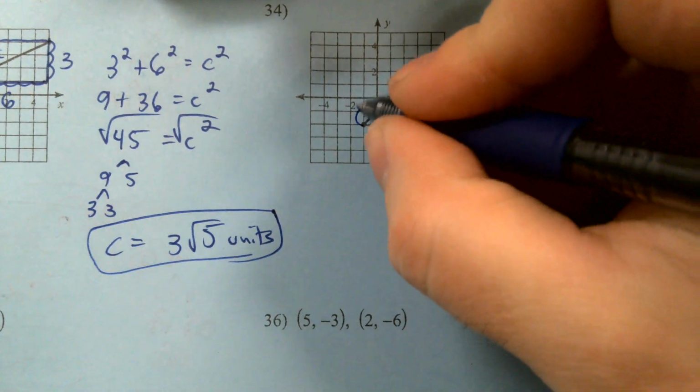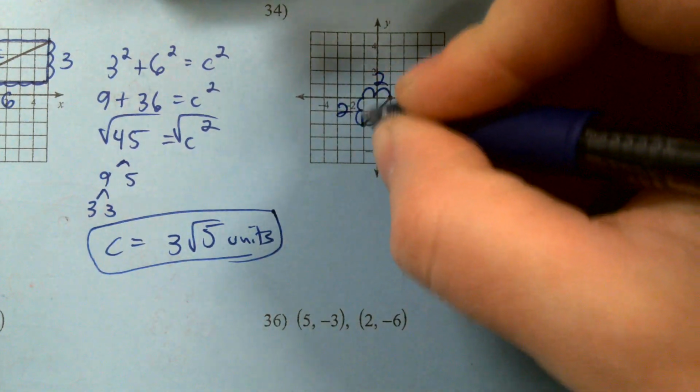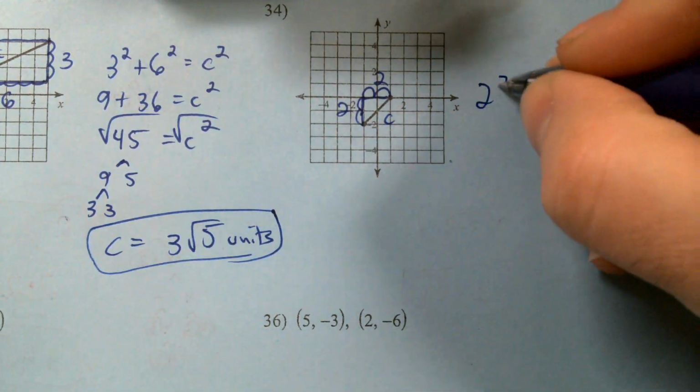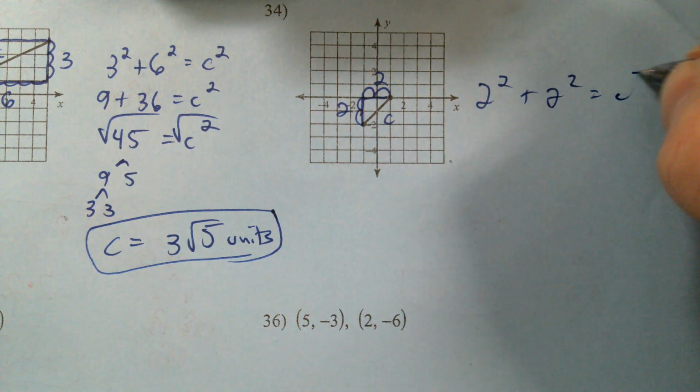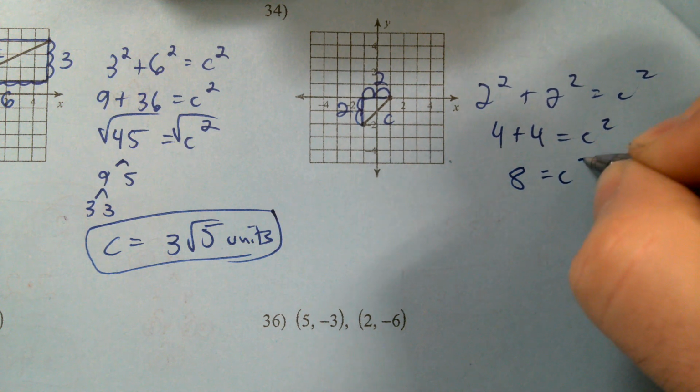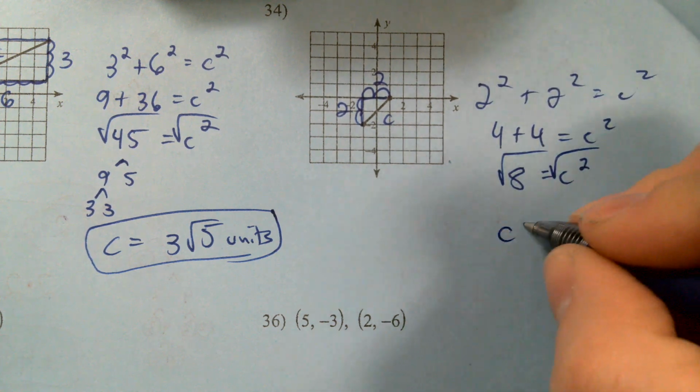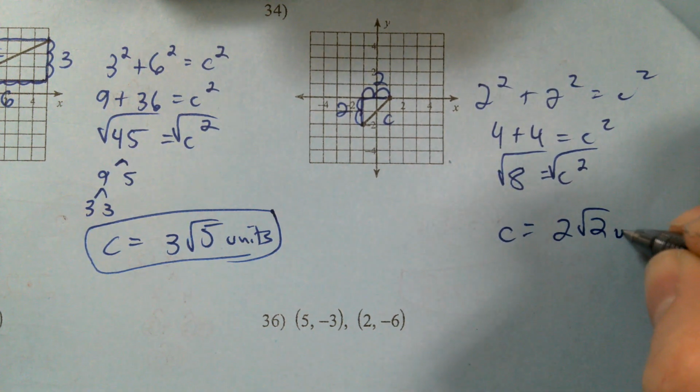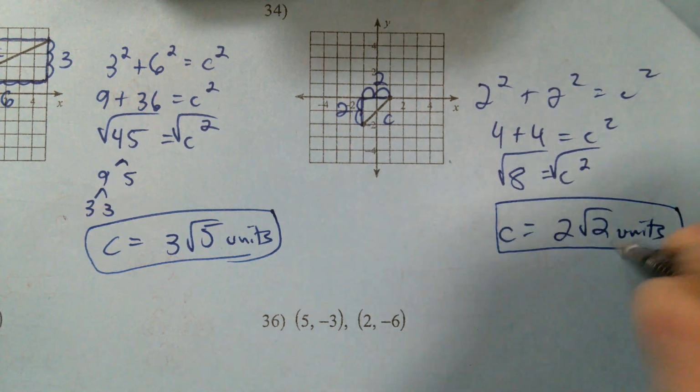Finally, over here we got 1, 2, and 1, 2 for our little triangle. 2 squared plus 2 squared equals c squared. 4 plus 4 equals c squared. 8 equals c squared. Square root both sides. C is equal to 2 root 2 units.